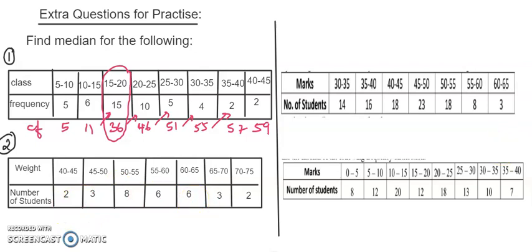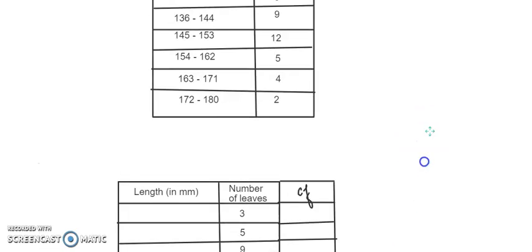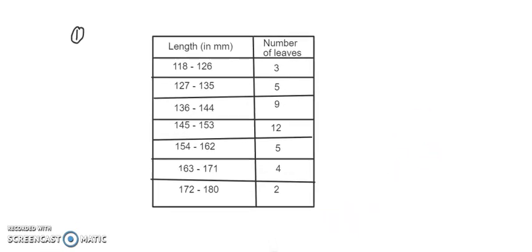Now I'm going to go for a type of question in which the class interval is not properly set. What do I mean by that? In all the questions that we did for mode or mean, we really didn't pay attention to what the class interval is, because it was not bothering the calculation.